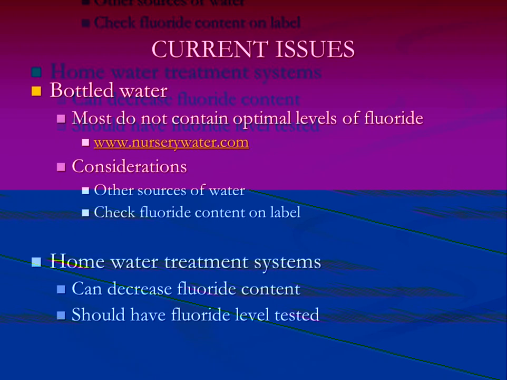Nursery water, you can get it in two different forms. One has low amounts of fluoride in it, so they're not getting the 1 part per million, but they're getting lower amounts, so that might alleviate some of the parents' concerns of over fluoridating their child. And you can also get nursery water without fluoride.